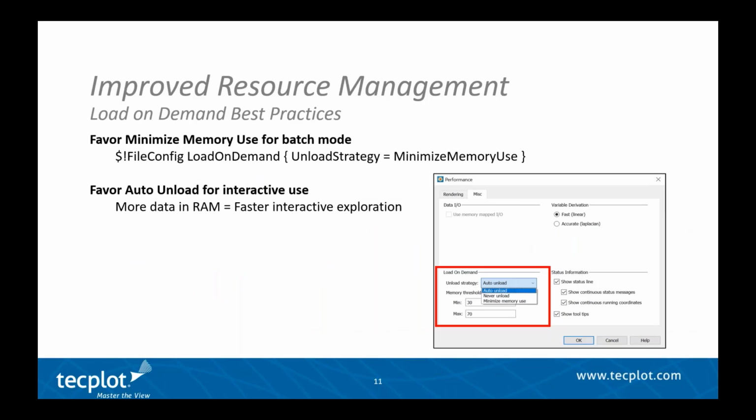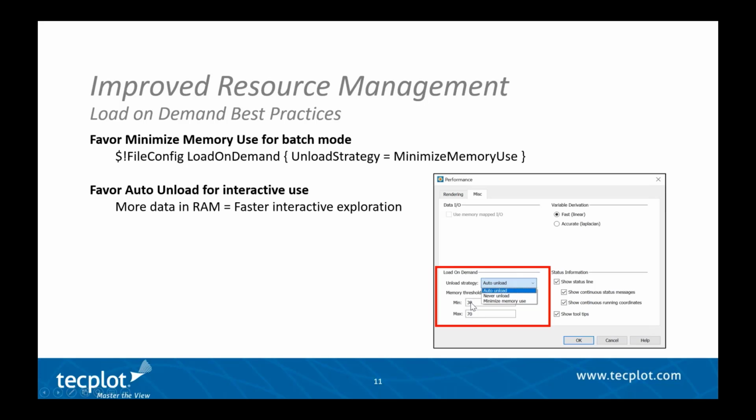So what are the best practices here for managing your data in Tecplot, managing your load on demand unload strategy? What we've determined is you should favor using minimized memory use if you're going to do batch mode or if you're just doing a single pass through the data. So you can start your scripts with load on demand unload strategy, minimize memory use, and then favor auto unload for interactive use. And that's these thresholds here.